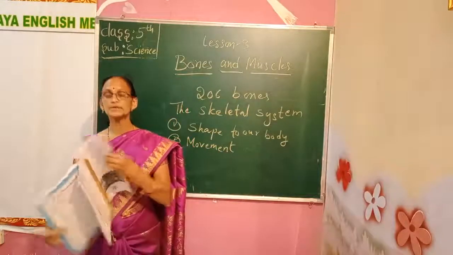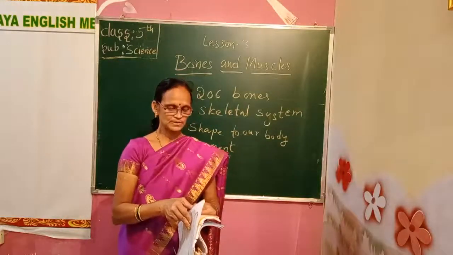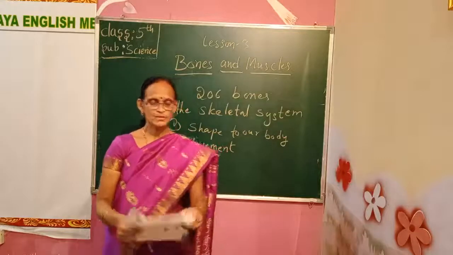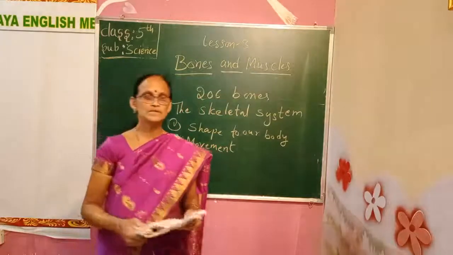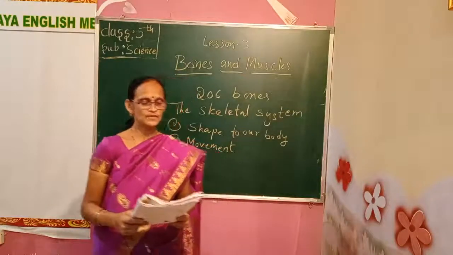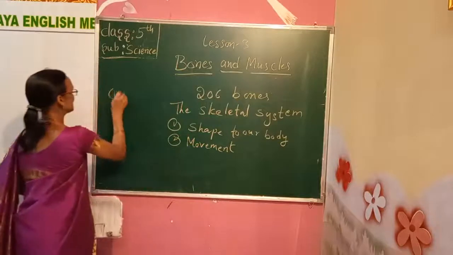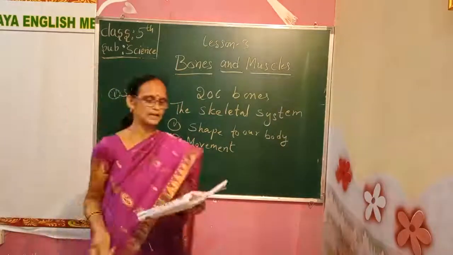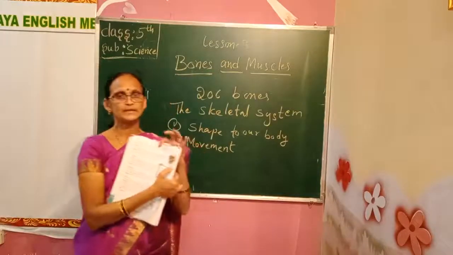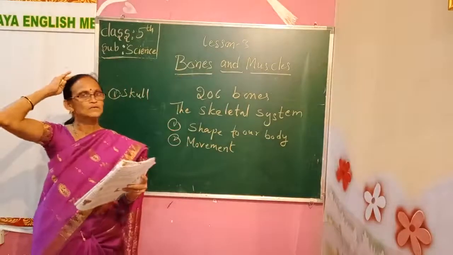Now we'll turn to the next page. Now we are talking about muscles. Sorry, now the skeleton system is made up of different parts. The first one is the skull. Skull means your head part. The head part is called the skull.